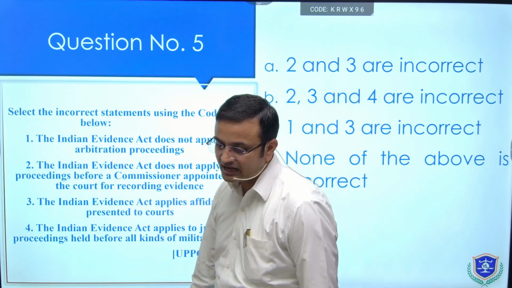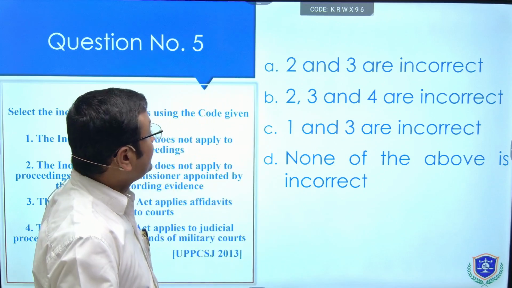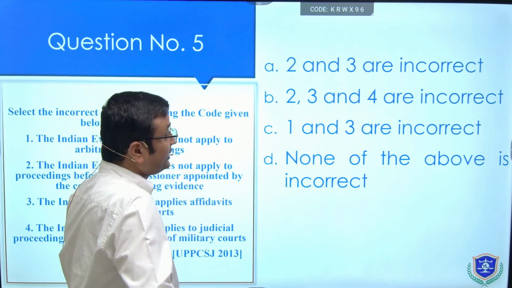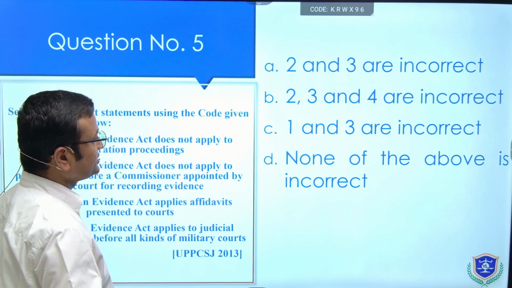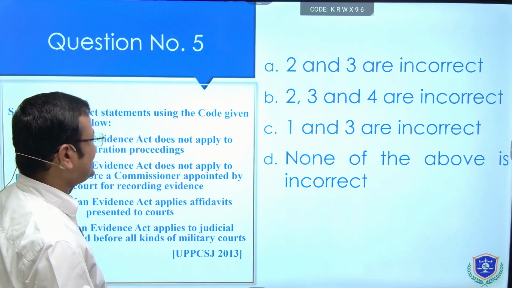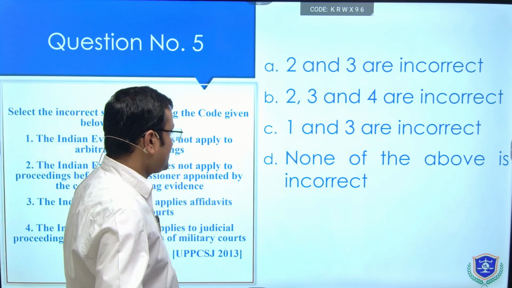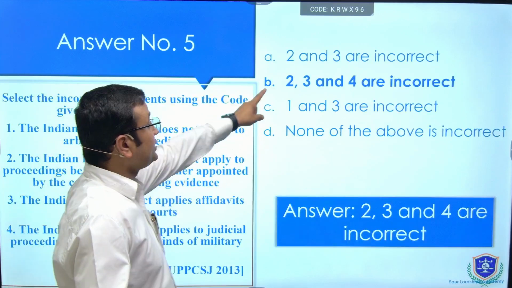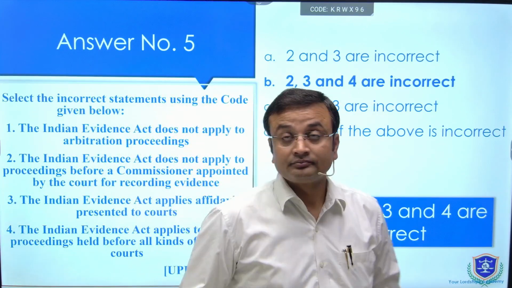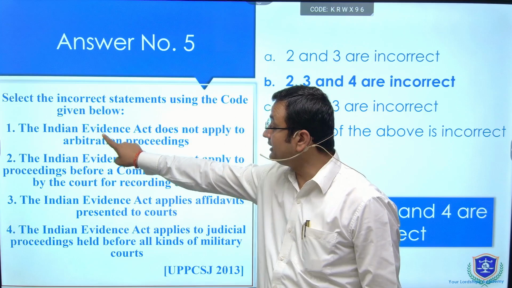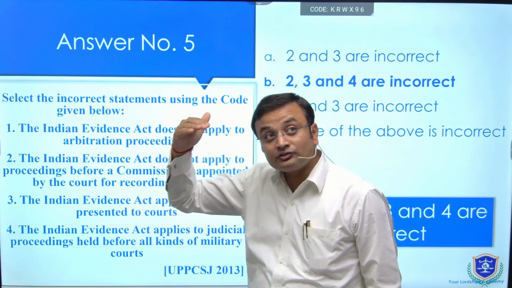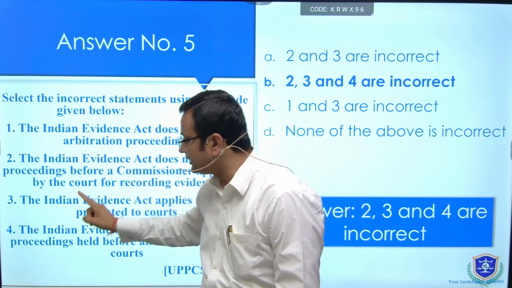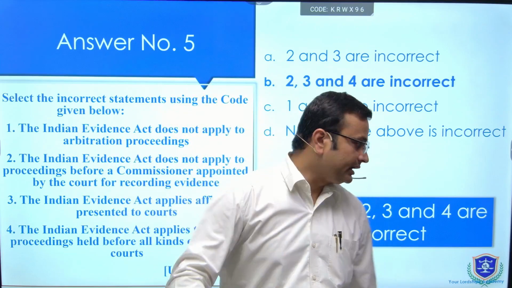Again, this has been asked in UP Judiciary examination. Let's see the options. 2 and 3 are incorrect, 2, 3 and 4 are incorrect, 1 and 3 are incorrect, none of the above is incorrect. Let's see the answer. It is 2, 3 and 4 are incorrect. So only one is correct. The Indian Evidence Act does not apply to arbitration proceedings. And the question was which one is incorrect. So 2, 3 and 4, all the three are incorrect.